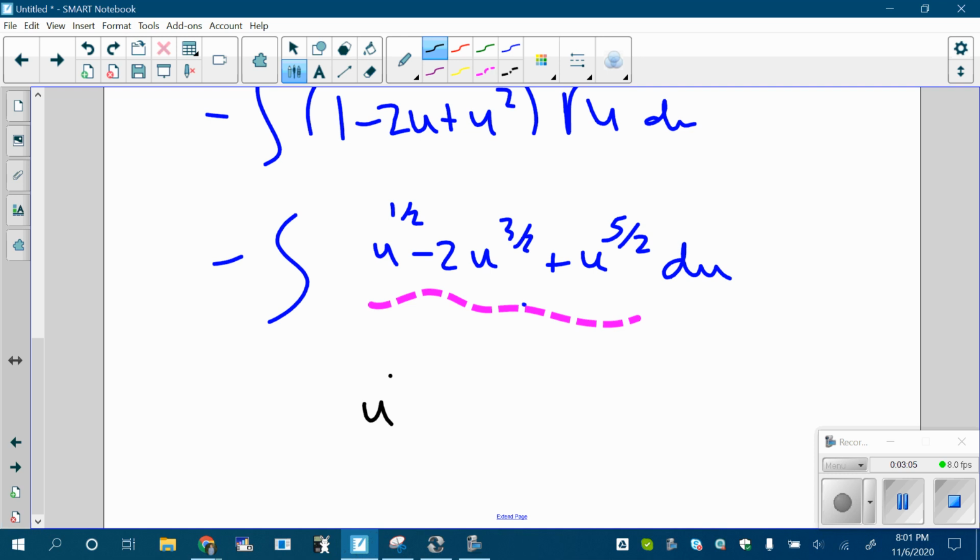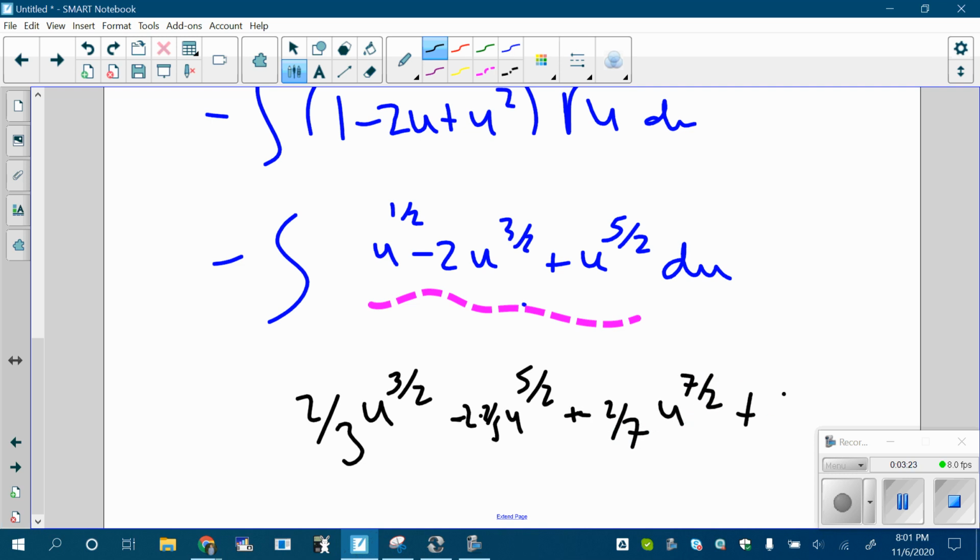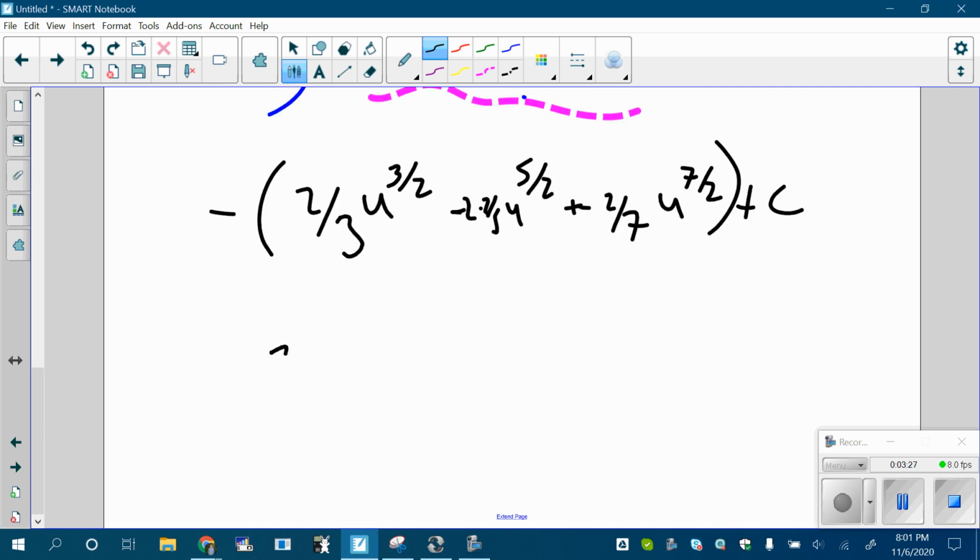We still have to do these antiderivatives. Don't forget those are all negative. And we have to sub back in our u.